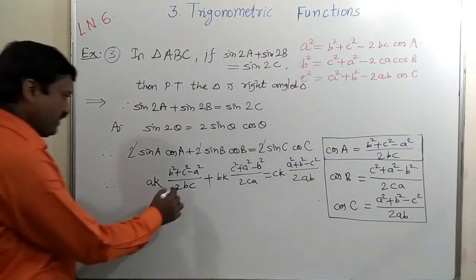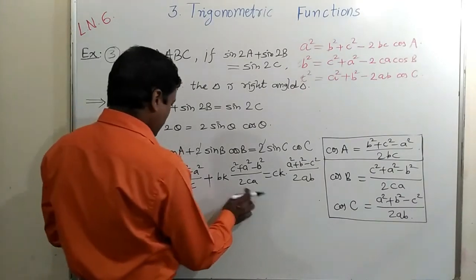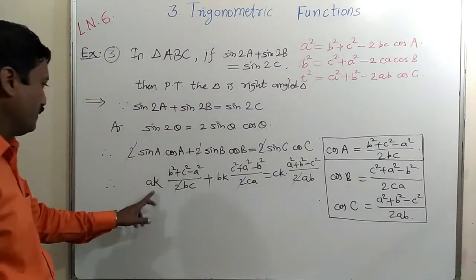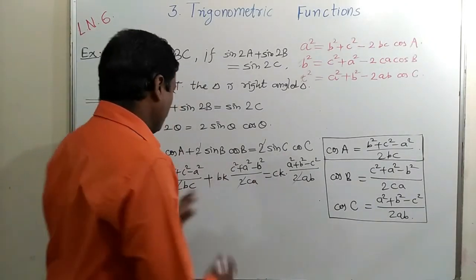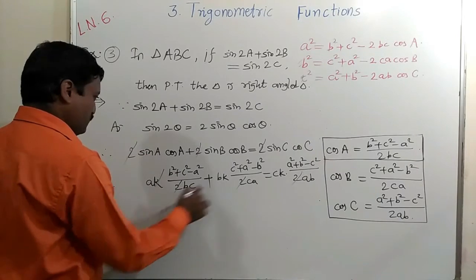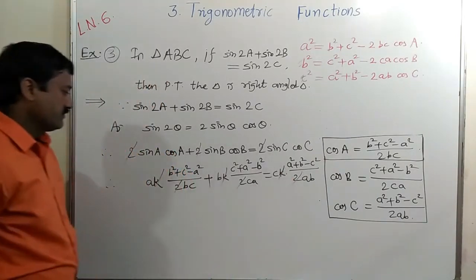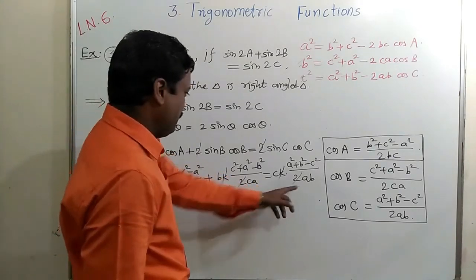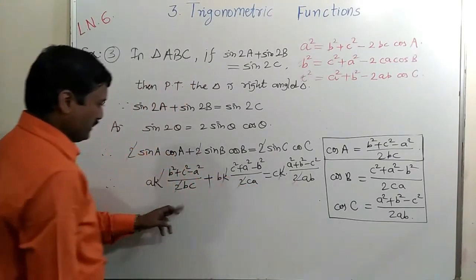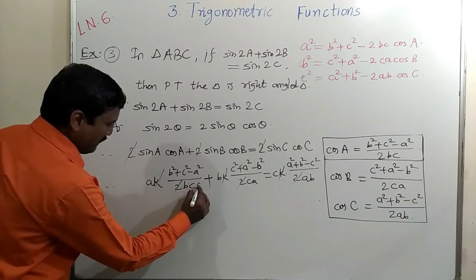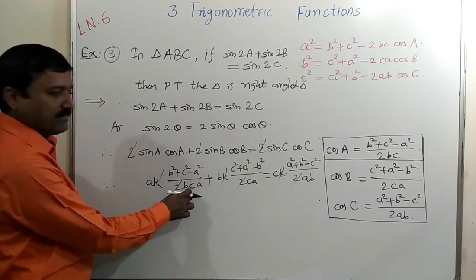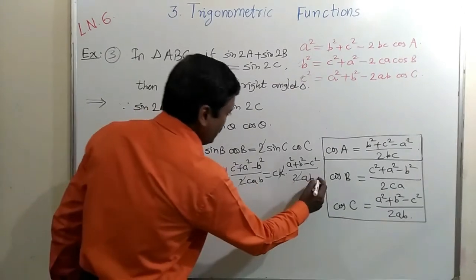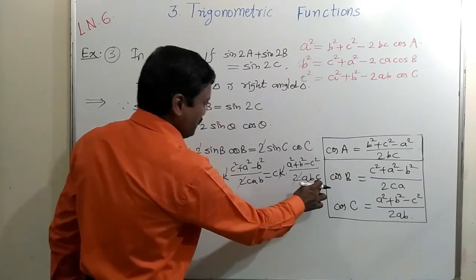So once again here, as in each term 2 is at the denominator, it can be cancelled. K is present here and here, so taking k common we can cancel k also. Remains here bc, ca, ab. All denominators are different. If we multiply this by a, then this becomes abc. If we multiply this by b, then it becomes again abc. If we multiply this by c, then it becomes again abc.